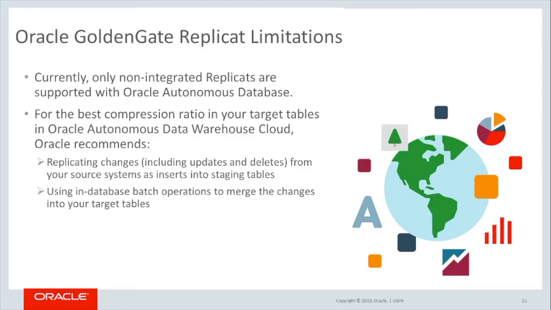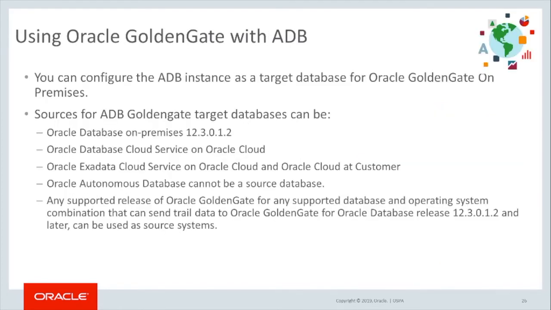For the best compression ratio in your target tables in Autonomous Database, Oracle recommends replicating changes, including updates and deletes, from your source system as inserts into staging tables and using in-database batch operations to merge the changes into your target table. You can configure the Autonomous Database instance as a target database for Oracle GoldenGate on-premises.